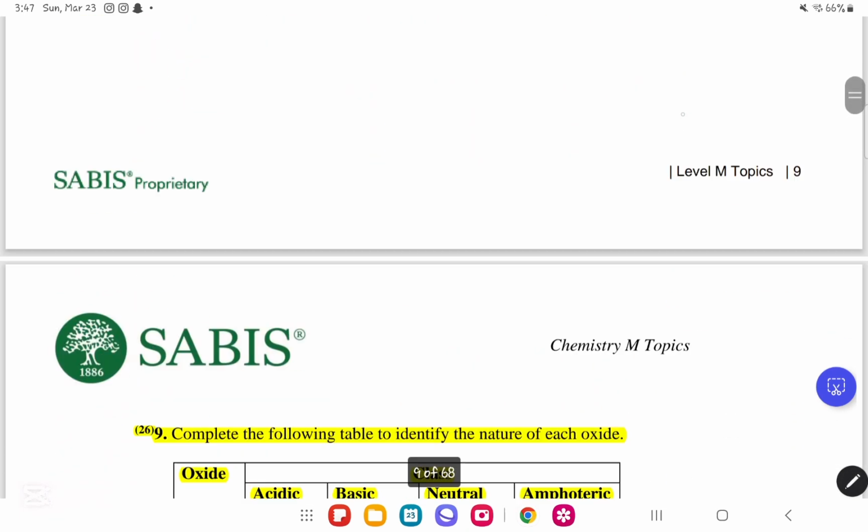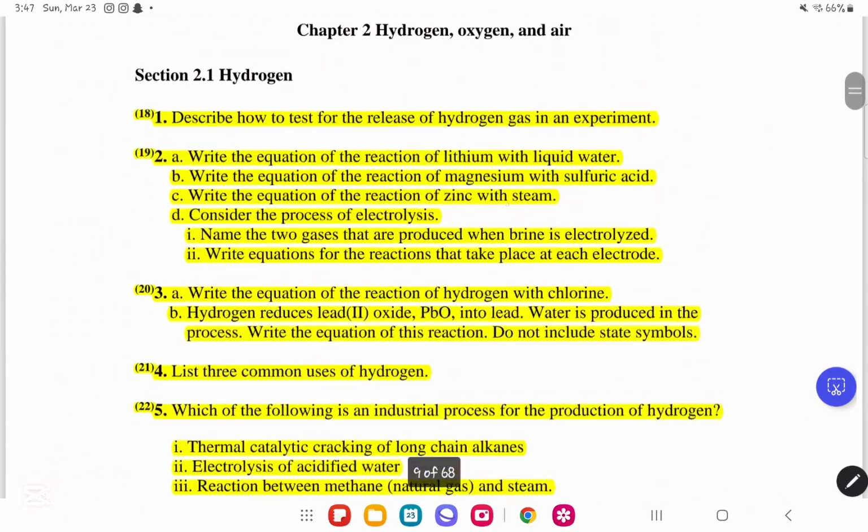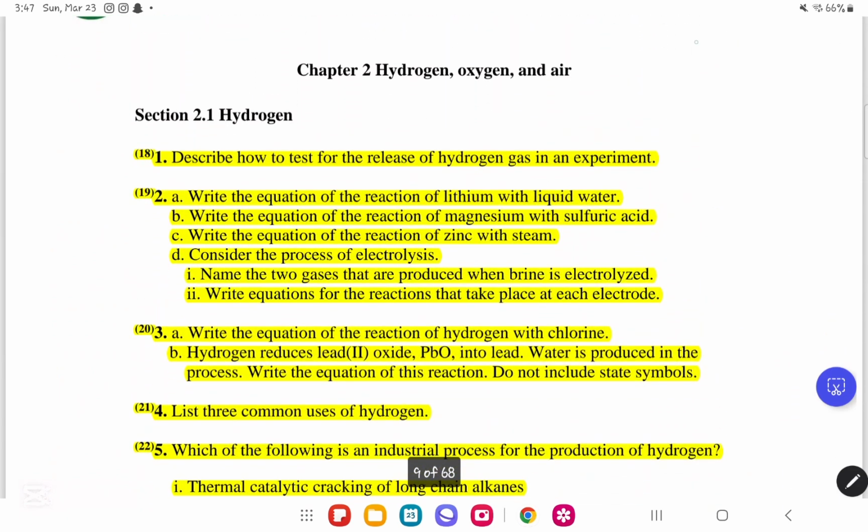Now, I have no clue why everything is highlighted, so just bear with me on what this is. We'll just write the answers aside, okay? The first question is about hydrogen. Some questions here were not put in the notes paper, so I think these are very important to focus on.